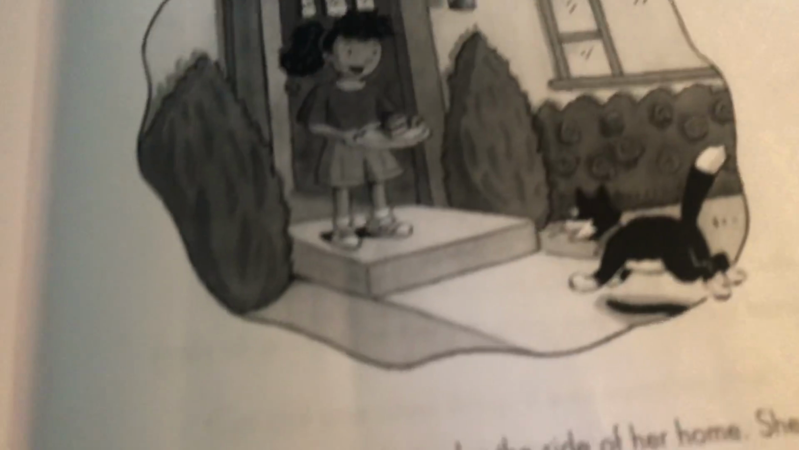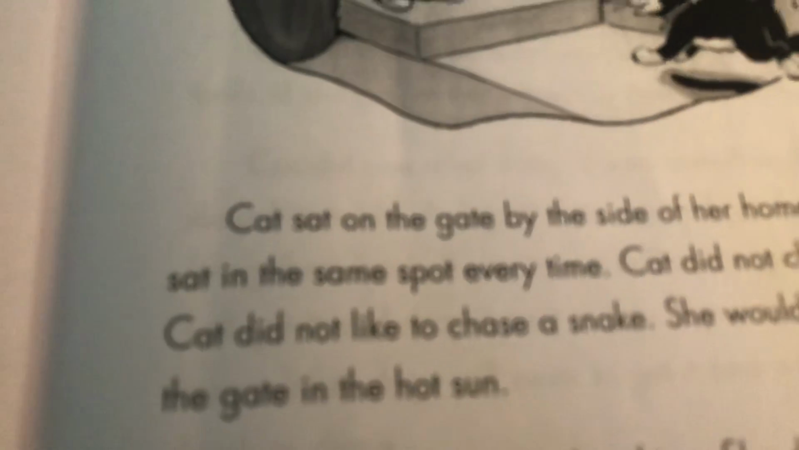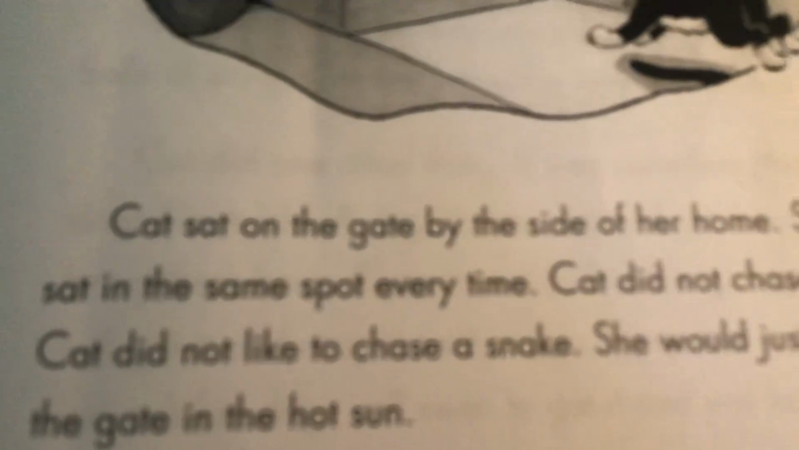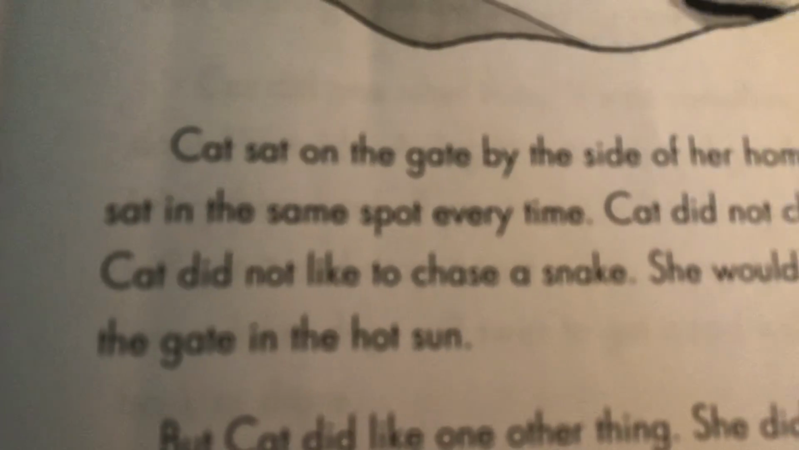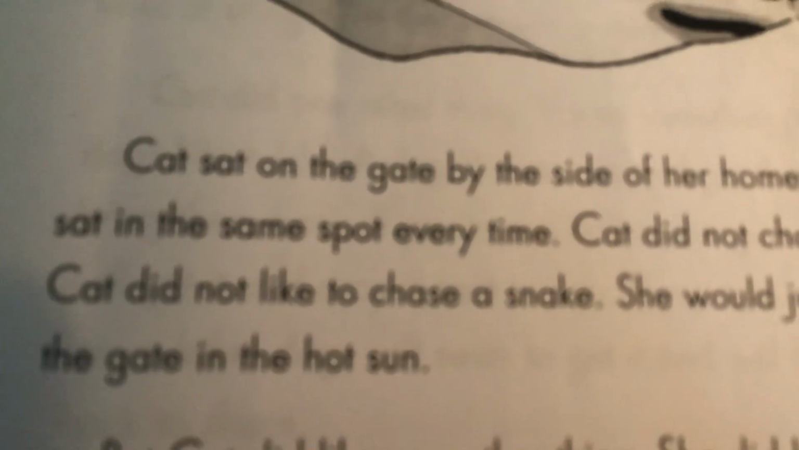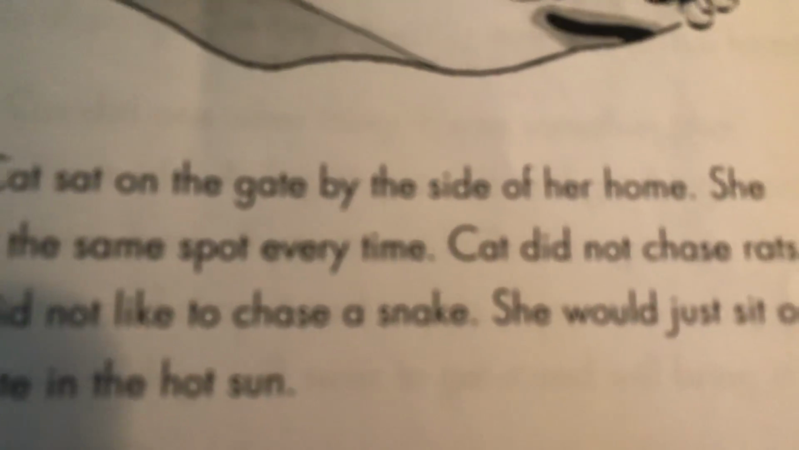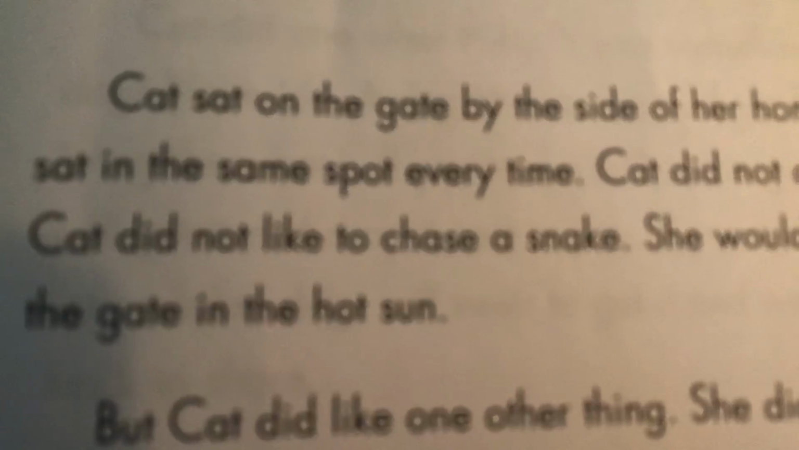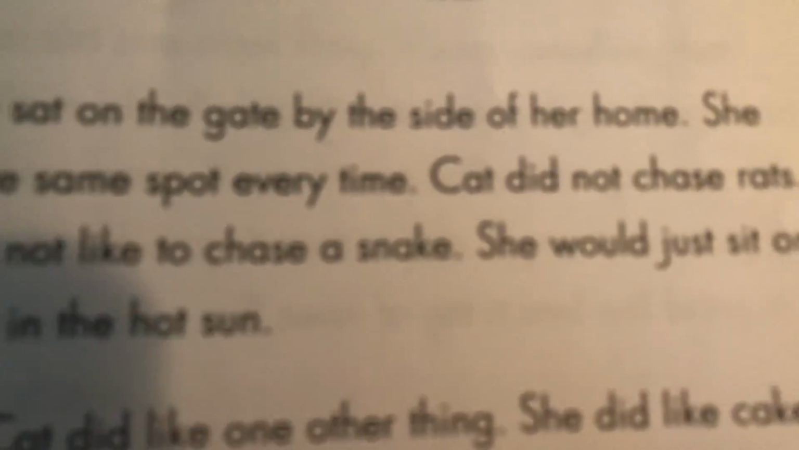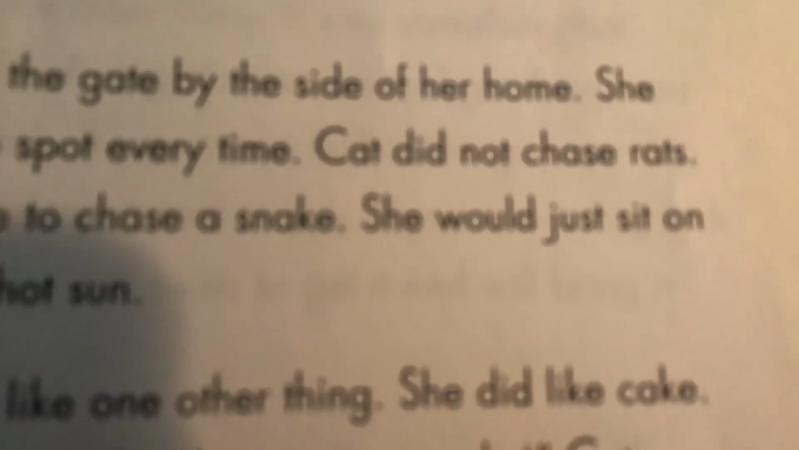Here's our next picture. Cat sat on the gate by the side of her home. She sat in the same spot every time. Cat did not chase rats. Cat did not like to chase a snake. She would just sit on the gate in the hot sun.